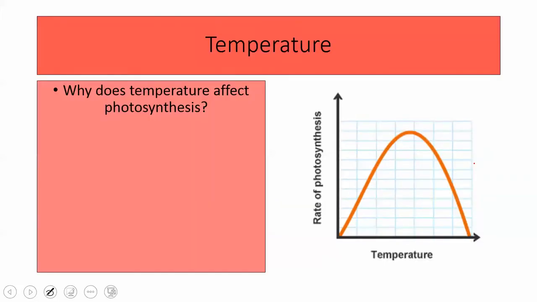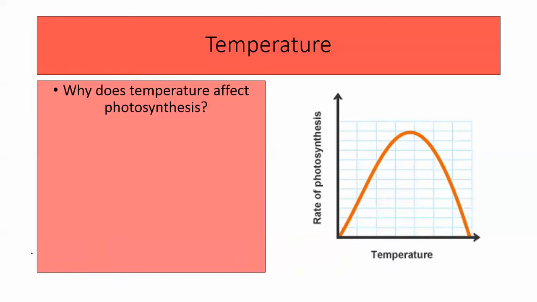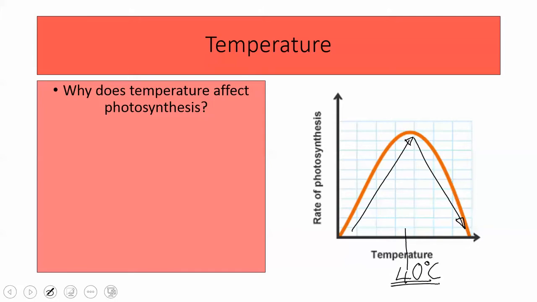So let's look at those then. Temperature. So why does temperature affect photosynthesis? We can see with temperature that initially the rate increases, and then we reach this peak. After this peak, the rate decreases, and really quite rapidly. Now that peak usually is around 40 degrees Celsius. It peaks at that temperature because photosynthesis is a chemical reaction, and temperature affects all chemical reactions. We know from when we've looked at rates of reaction that the warmer something is, the faster the rate of reaction.